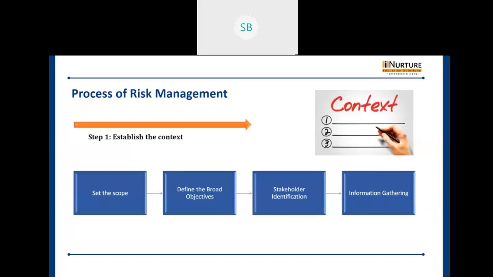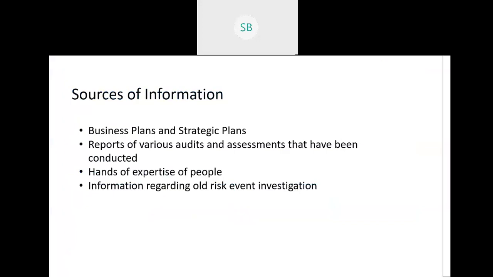We must inform the people who have an interest in it. Anyone who takes interest in our organization or our project is known as a stakeholder. So we have to identify them and inform them. We also discussed the sources of information and how the information gathering was done: business plans, strategic plans, and reports of various audits and assessments that have been conducted. These were discussed in the earlier class, so I won't go into the depth of it.